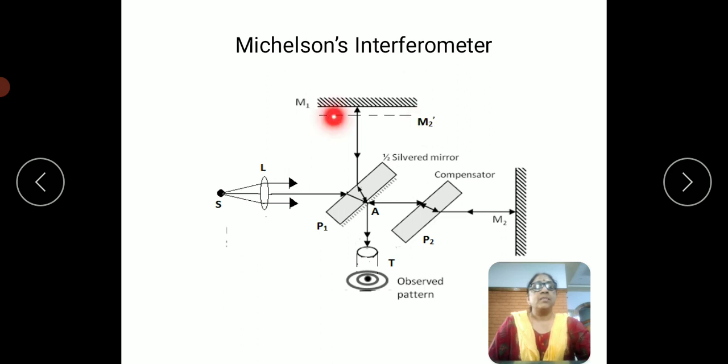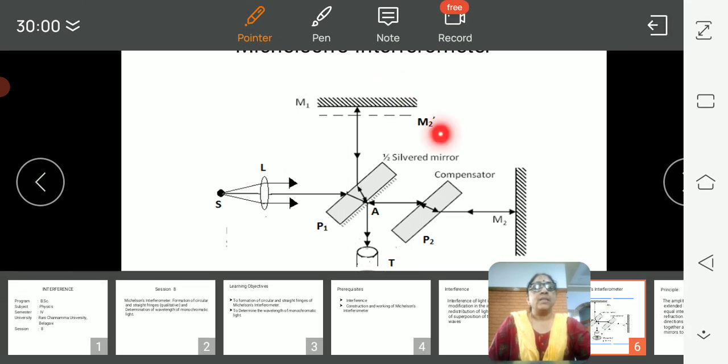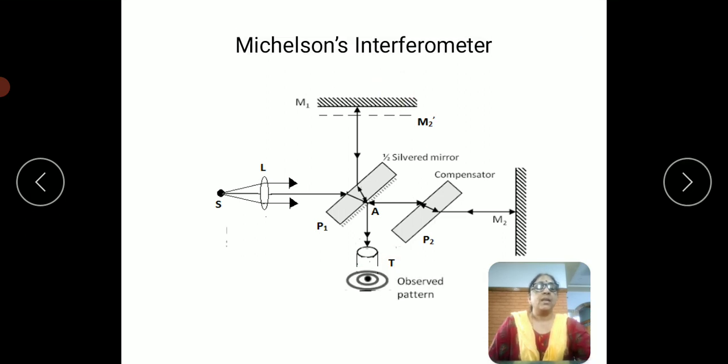Here the film, the layer between M1 and M2 dash, will produce a number of fringes. If it is parallel, we get circular fringes. If it is crossed, we get straight fringes. So likewise, we get different types of fringes.